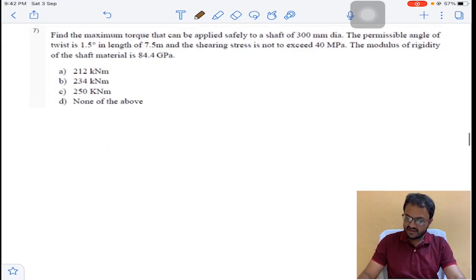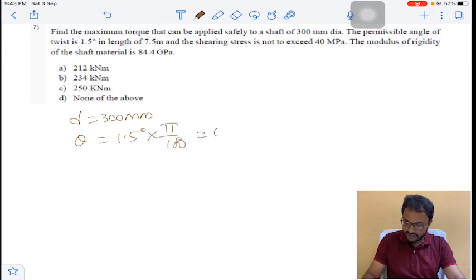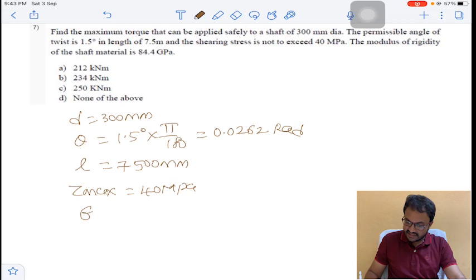Coming to question number 7, find the maximum torque that can be applied safely to a shaft of diameter D equal to 300 mm. The permissible angle of twist theta is equal to 1.5 degrees, that is, into pi by 180, it will be 0.0262 radians. And length L will become 7500 mm. And tau, the maximum shear stress, is equal to 40 MPa. And modulus of rigidity G is equal to 84.4 GPa.